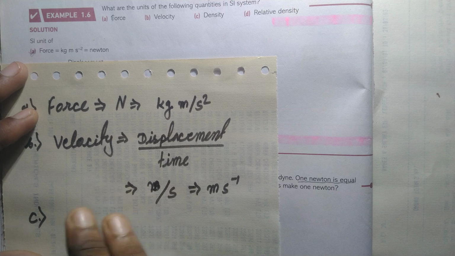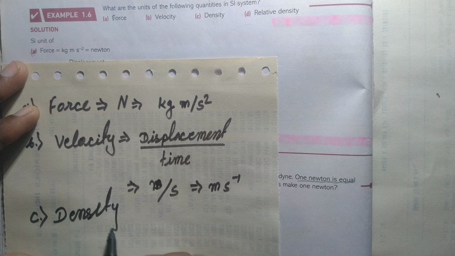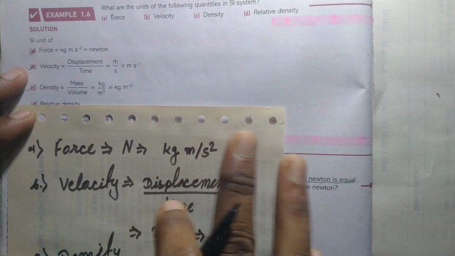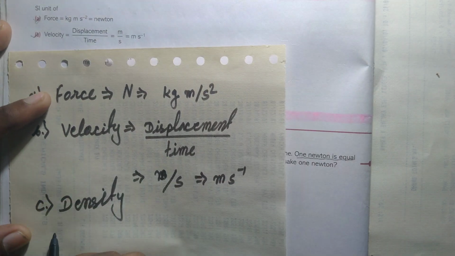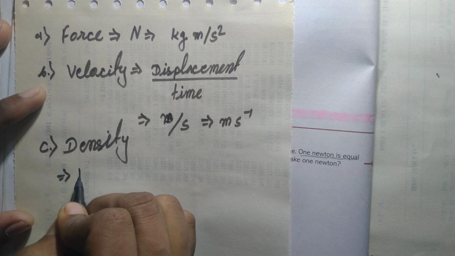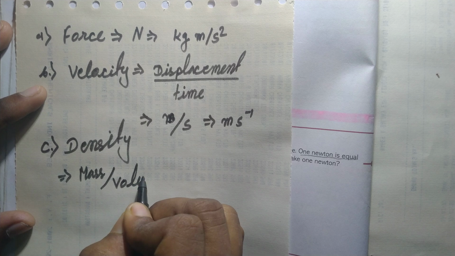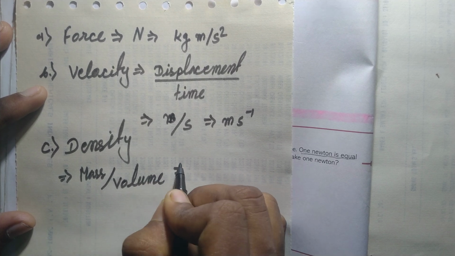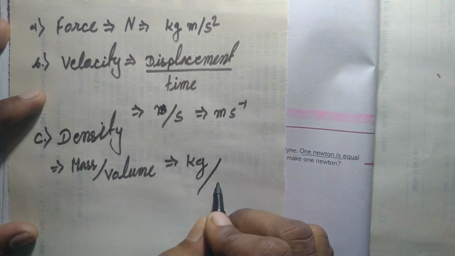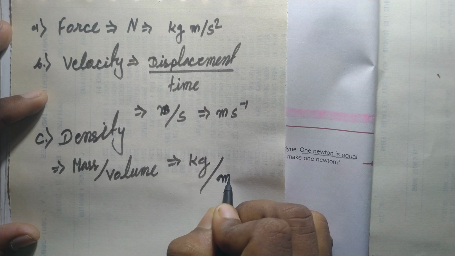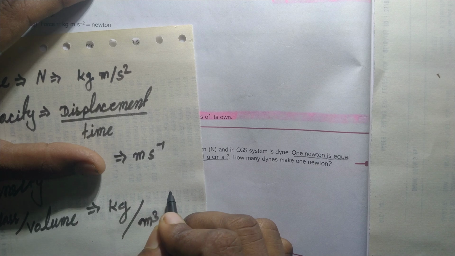Next is density. Density equals mass upon volume. Mass is represented in kilograms, and volume is represented in meter cube. So the unit is kilogram per meter cube.